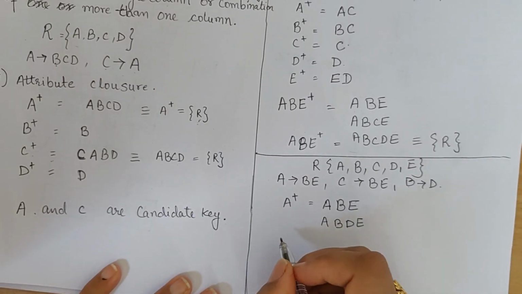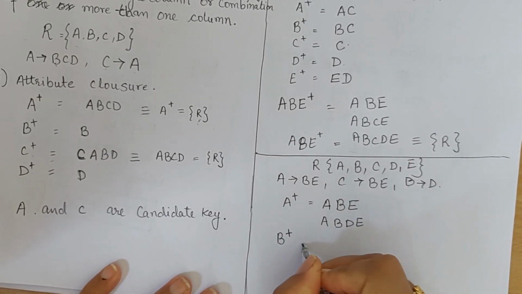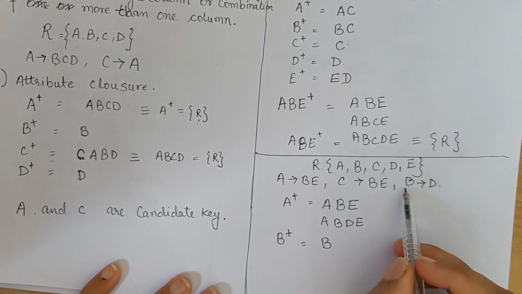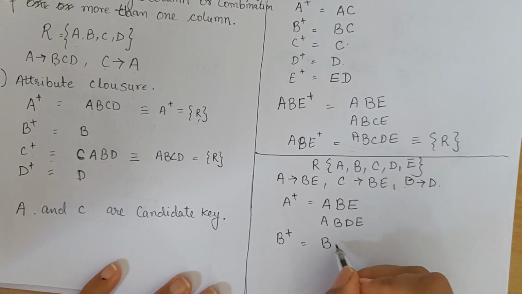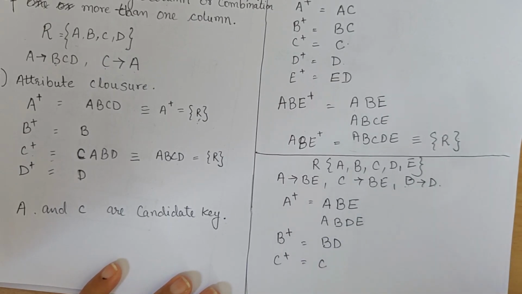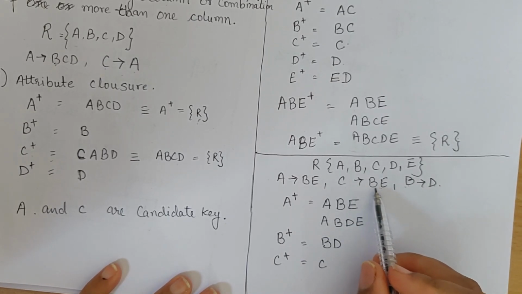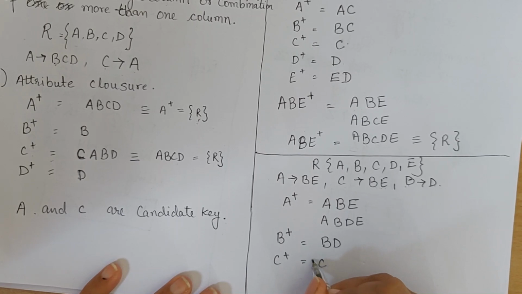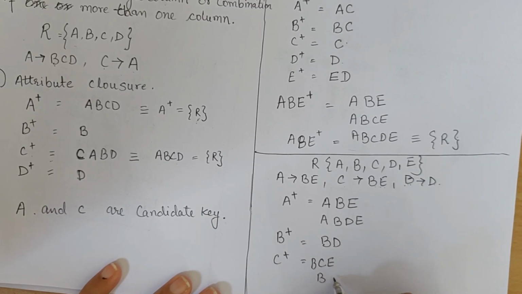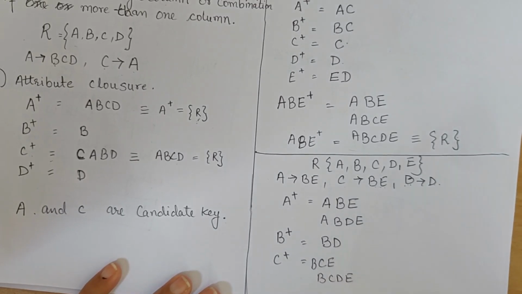That's it. Then the closure of B will be B, and B can determine only D, so BD. Closure of C: C will come here. C has the power to determine B and E, so can I write BCE? Now B has the power to determine D, so B, C, D and E. This is the closure of C.